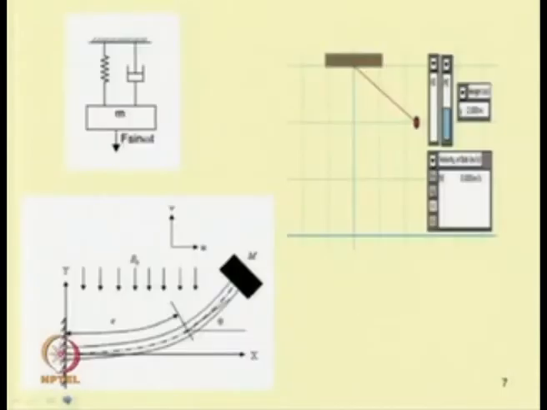For example, let us take Coulomb damping. Let us take a spring mass damper system with Coulomb damping. We have this spring, this is the mass, and this mass is constrained to move on this surface. Due to this dry friction, let k be the spring stiffness, here we have the surface, and m is the mass of the system.